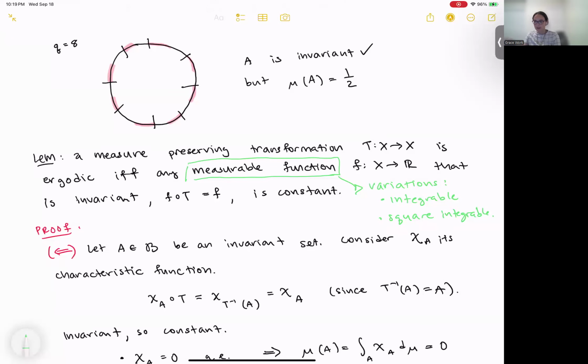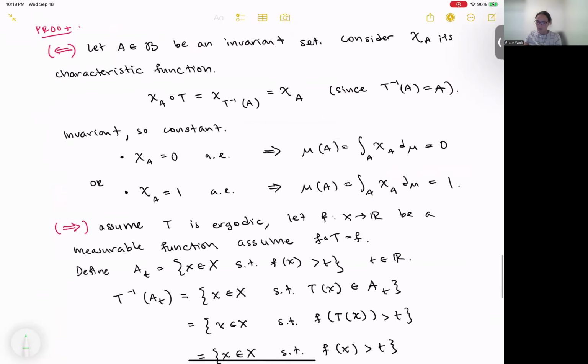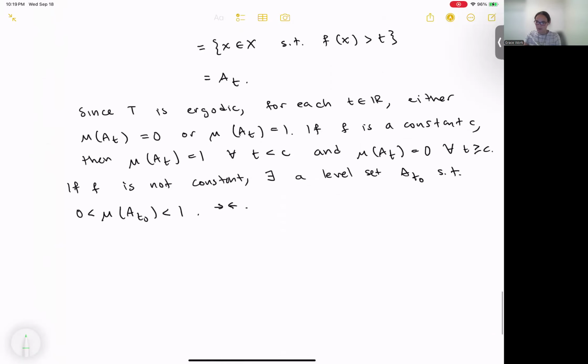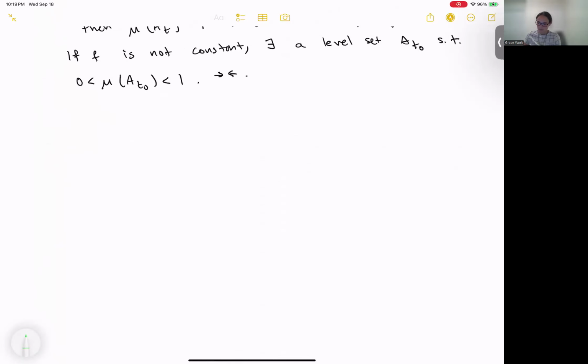All right, so with this lemma, and specifically these variations of this lemma, we can now revisit our example of rotations of a circle, but this time look at irrational rotations. So irrational rotations are ergodic.